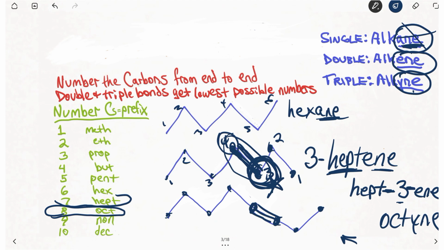But now we have to indicate where the triple bond is in the octyne, making it the yne triple bond ending, Y-N-E. So we want to give this triple bond the lowest number possible. If we number it from left to right, 1, 2, 3, 4, 5, then this triple bond starts on 5. But if we number it this way, 1, 2, 3, then the triple bond starts on 3. So that's the lowest number, and that's what we want to give it. So we can say 3-octyne, or we can say oct-3-yne. Okay, so everybody remember that?